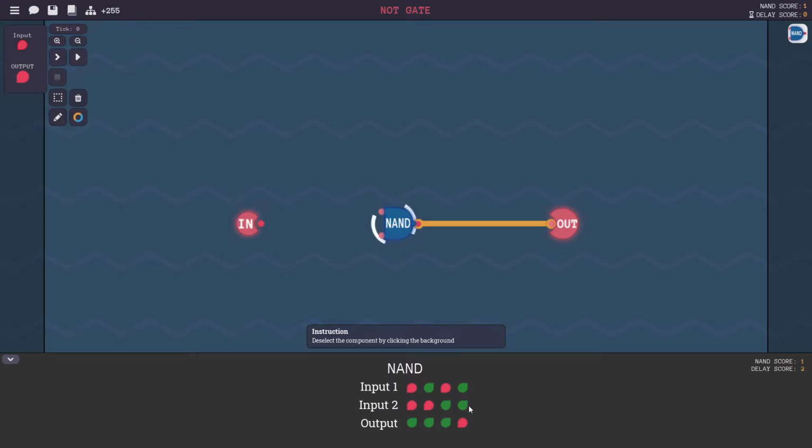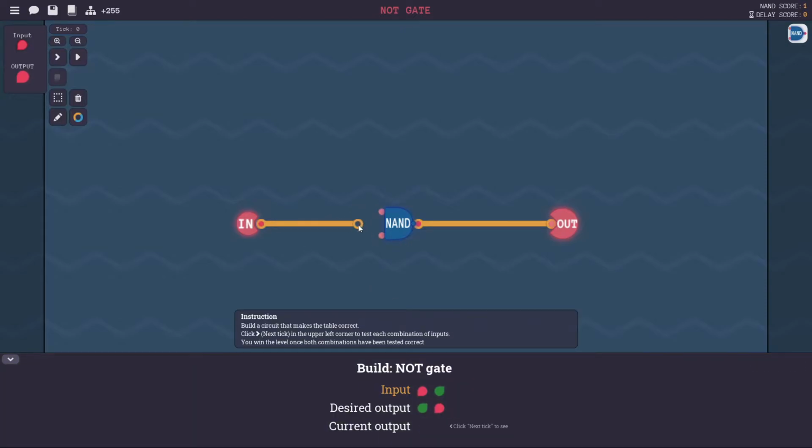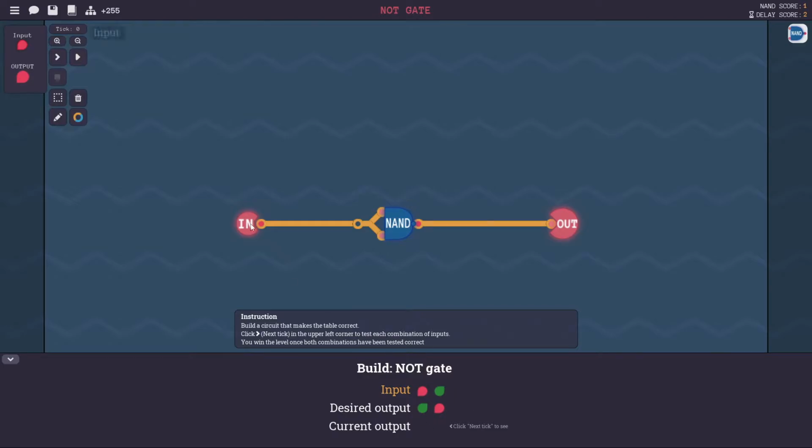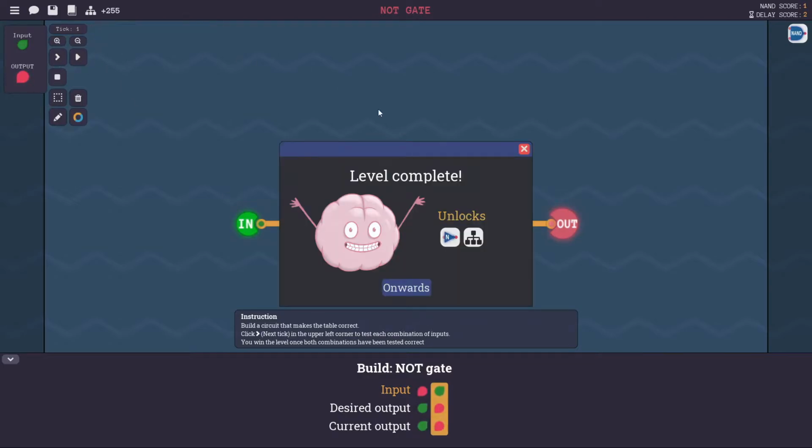When looking at the NAND gate, we can see that when both inputs are high, it's going to be low, which means that what we should do is connect this input to both of these inputs. What this does is tie both inputs of the NAND gate together, which means that these two middle states are now impossible, because if one input is high, then the other input also must be high because they're connected to the same wire. In this case, when the input is off, the output is going to be on, and when the input is on, the output is going to be off, which is exactly what the NOT gate is asking us. We can tick through, and we can see this is correct.